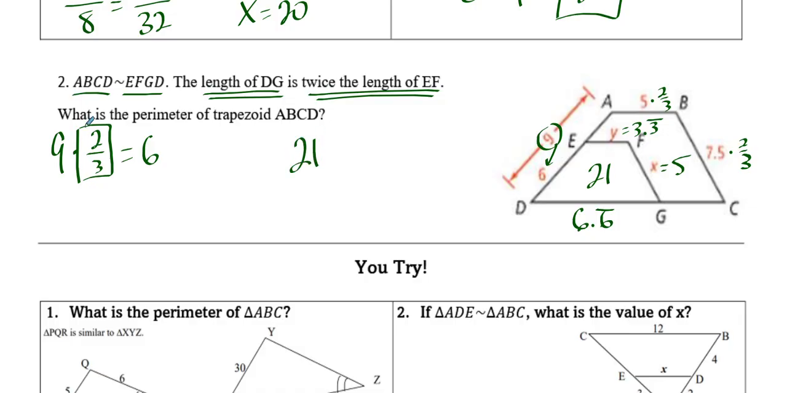If I apply that scale factor to go from the big shape to the small shape is 2/3, I would use the reciprocal of that fraction, flipped upside down, of 3/2. So multiplying there, that would give us 31.5 as the perimeter of the big trapezoid.